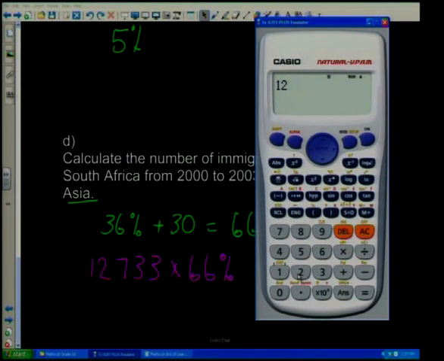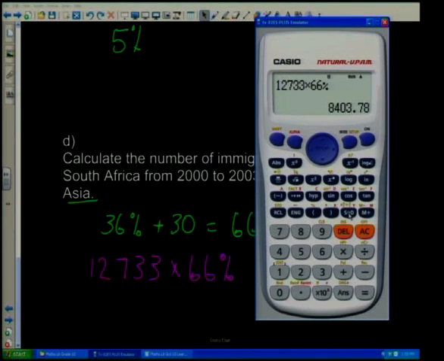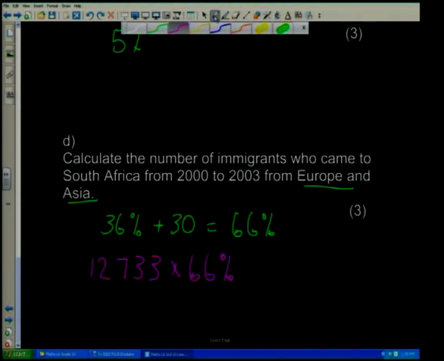So 12,733 times by 66%. And I always want you to double check what you're entering on your calculator is in actual fact what you've written in your books. Because don't just get an answer on the calculator and say, well, I know it's true because the calculator said so. Just double check as you're typing. Let's get an answer to that. And we see that it's 8403.78.